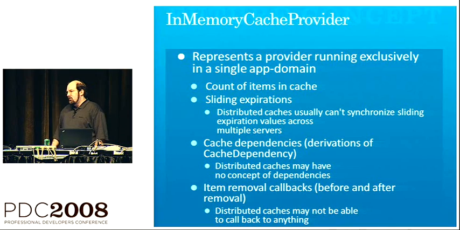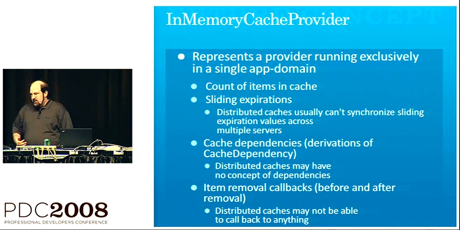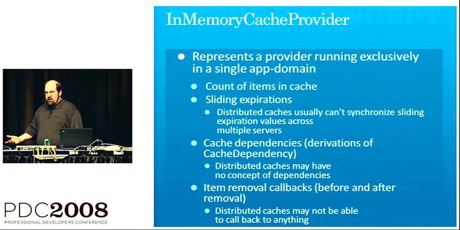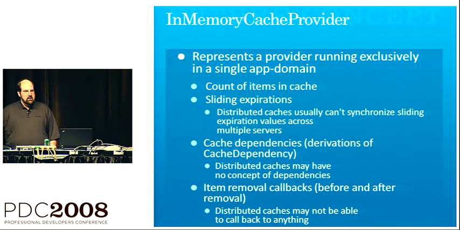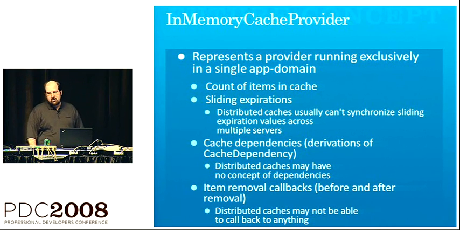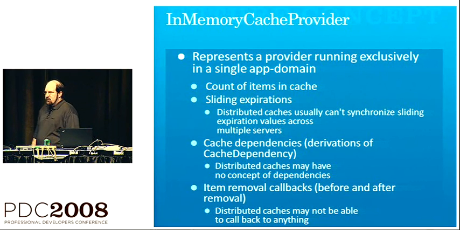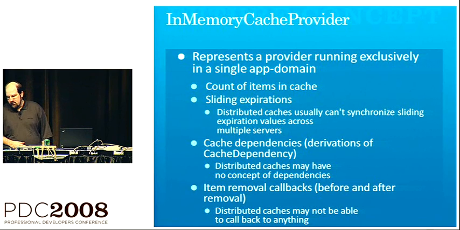Cache dependencies, from what we've seen to date, looking at memcache, some of the PAG stuff, the Velocity stuff, there's not really any concept of what it is to have a cache dependency. Realistically, it could be implemented, but it would have to be a standalone cache dependency service that's clipped on to the distributed cache. So right now, when you see it come out, if you look at the API signature, only the in-memory cache providers can accept a cache dependency.